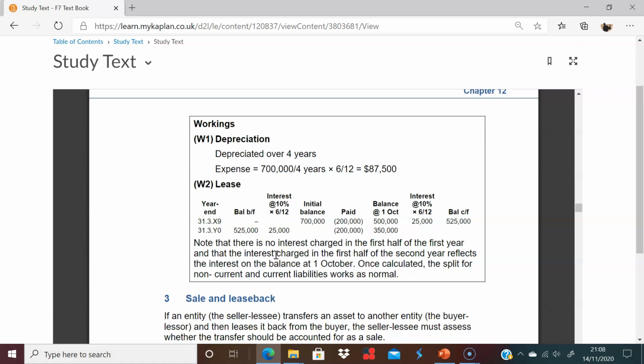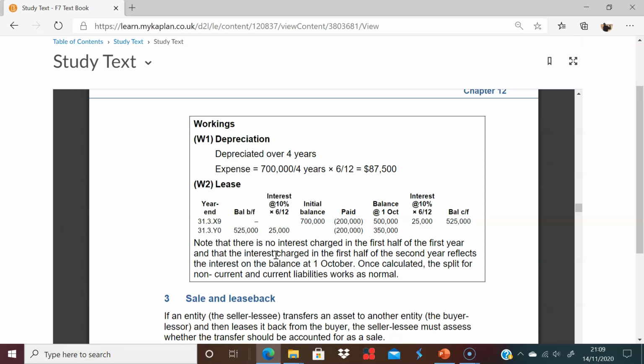So for example, here there's an initial balance of 700,000. The question tells us that you actually paid 200,000 right at the beginning. So if you pay 200,000 right at the beginning, you have 500,000 left, and then you recognize interest for whatever is left, and you have your balance carried down. So if you pay a lot at the beginning, you'll have less interest, and then you just carry on, following the dates in order.